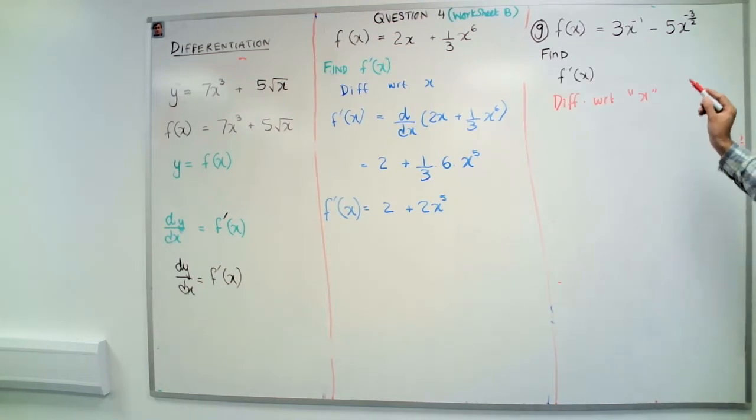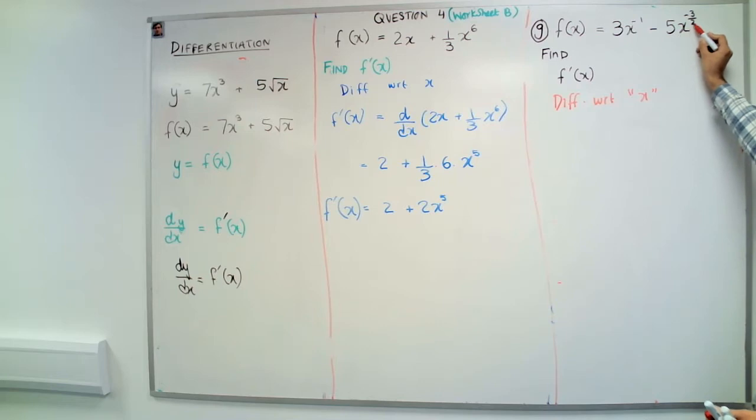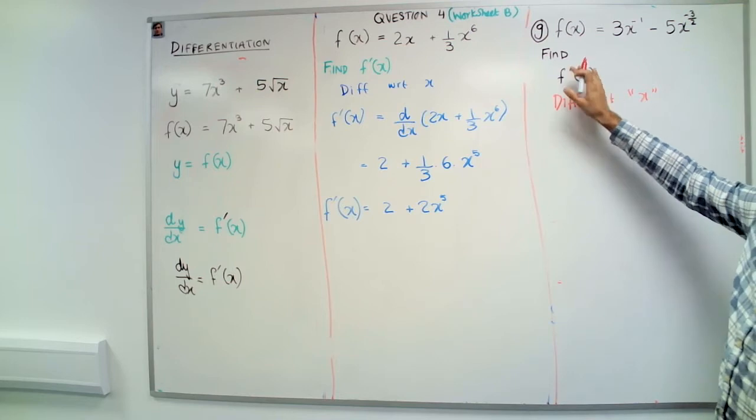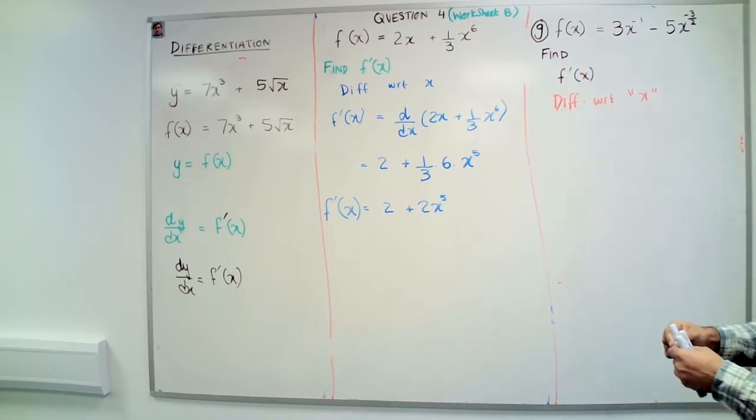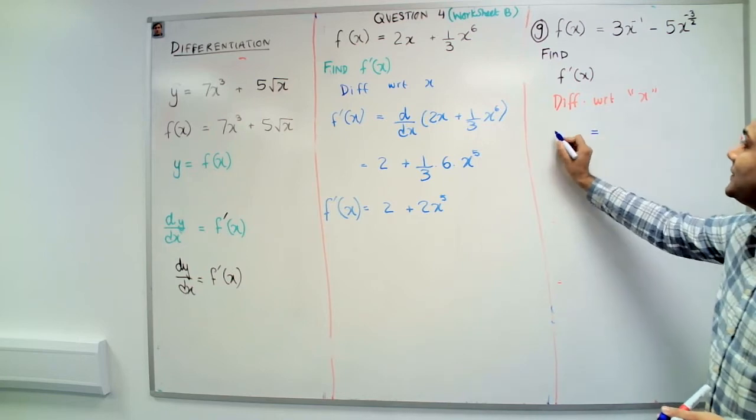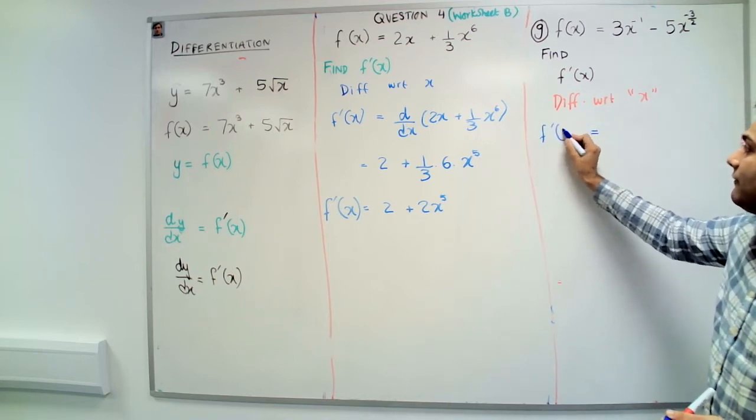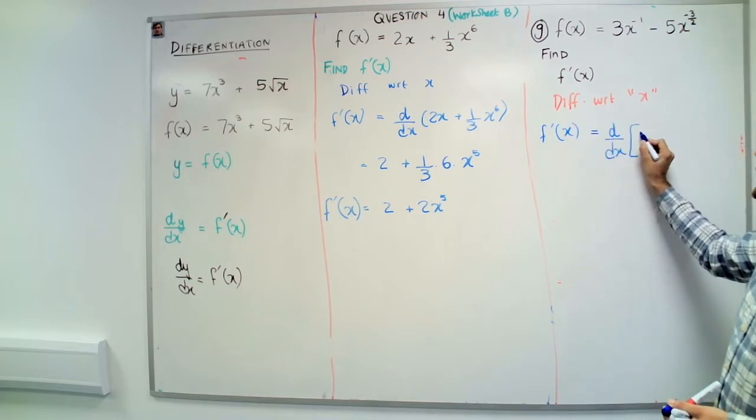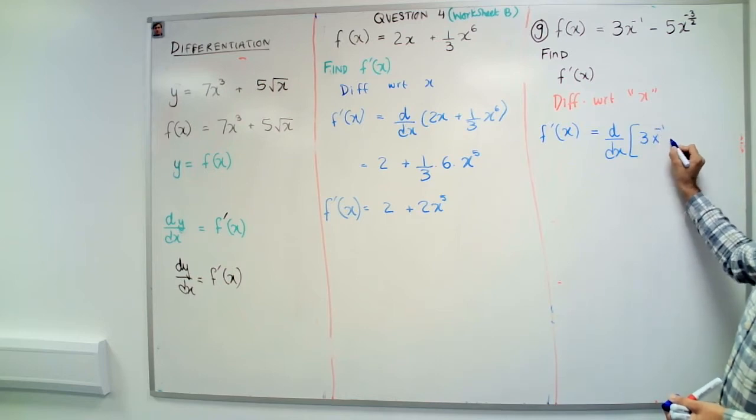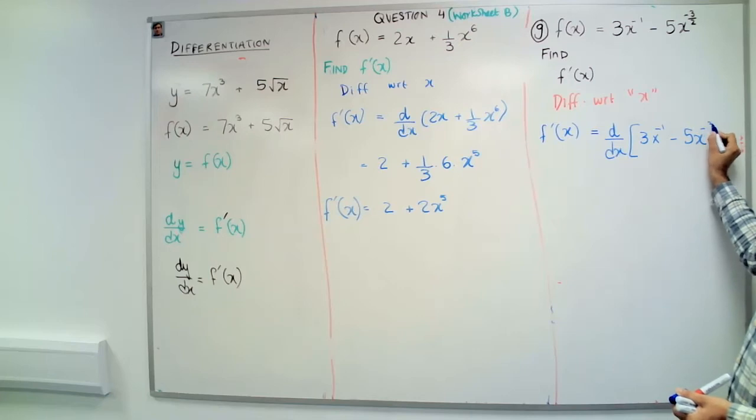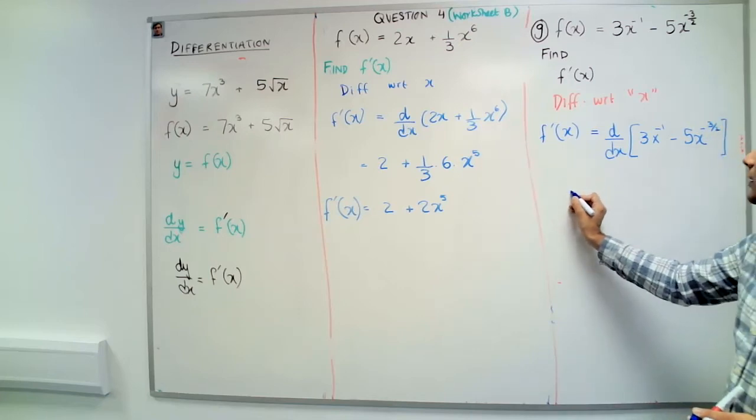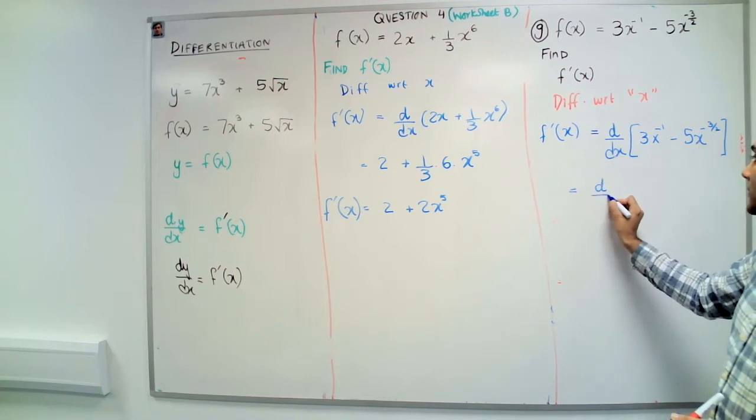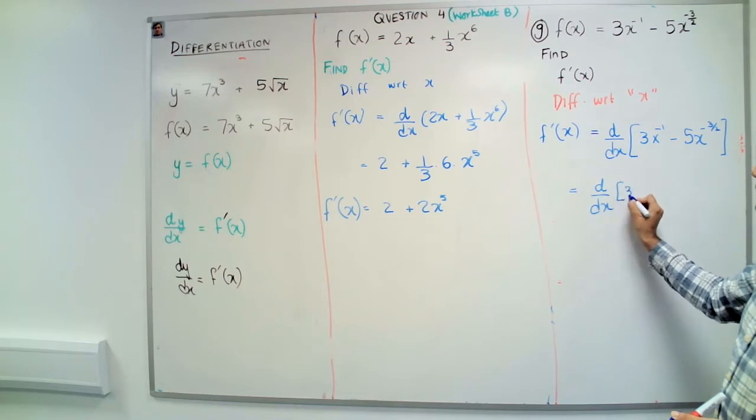So f of x is 3x minus 1 minus 5 x to the power minus 3 over 2. Our question is to find f dash x. This is still the differentiation. So we say differentiate with respect to x. On this side, we don't have to write dy over dx. We just write f dash x. And here we have to write d over dx of the whole thing, 3x minus 1 minus 5 x to the power minus 3 over 2. And we know we have to do the differentiation on the first and the second one. So let me just break it down so it doesn't create any confusion.